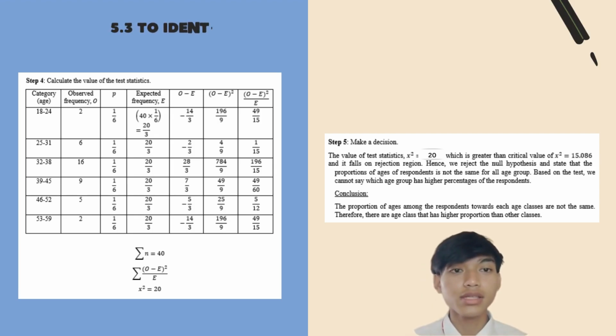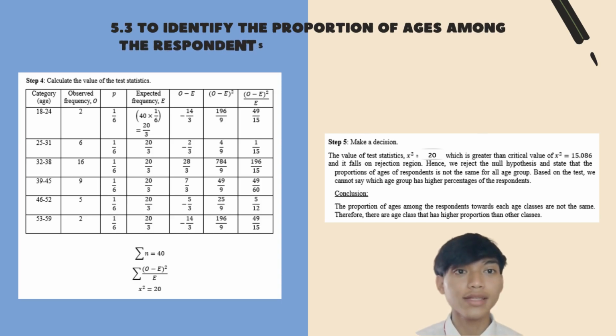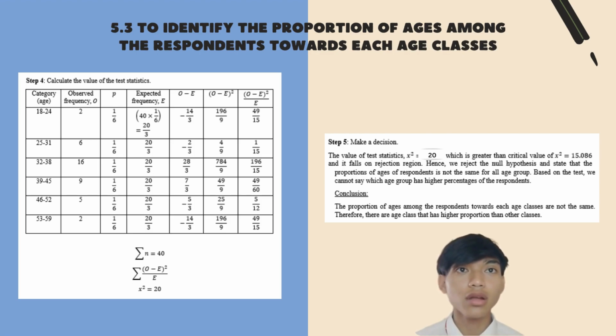Okay, the last step, step 5, is to make a decision. The value of the test statistic that we obtain, which is 20, is greater than the critical value of chi-square equals 15.086, and it falls in the rejection region. Hence, we reject the null hypothesis, and we can state that the proportion of ages of respondents is not the same for all age classes.